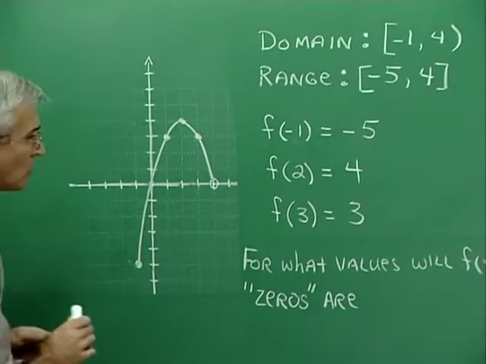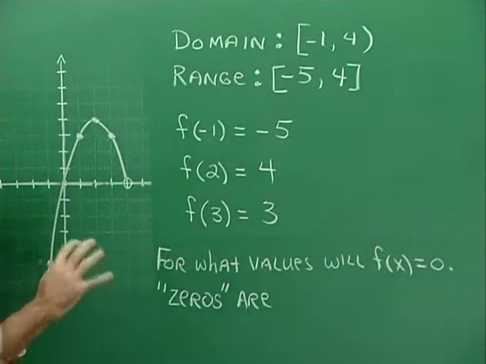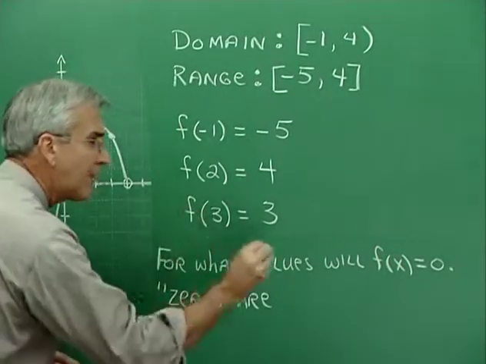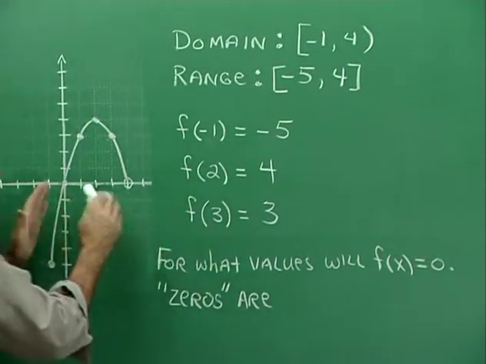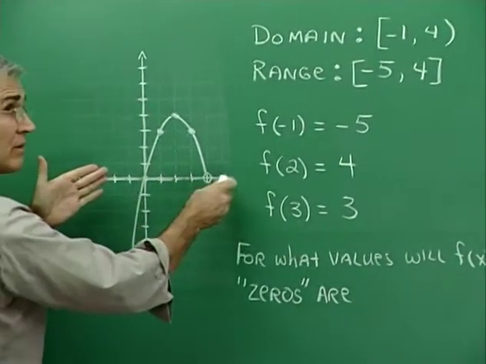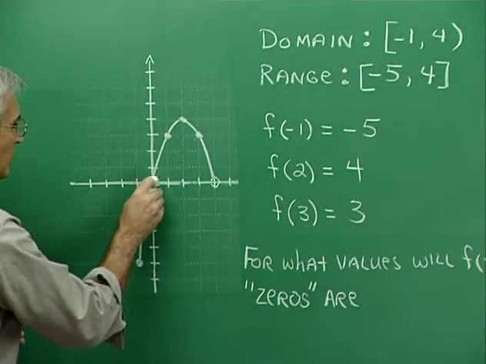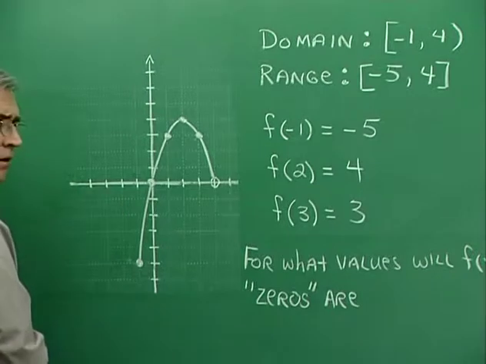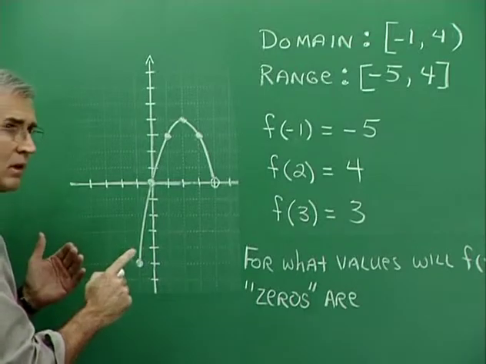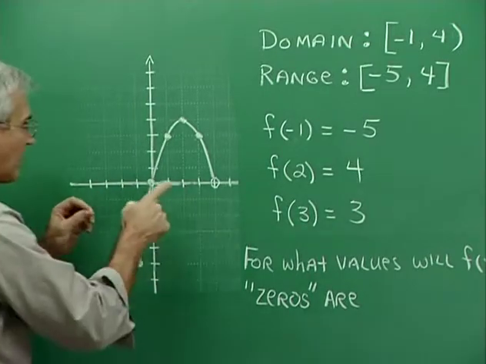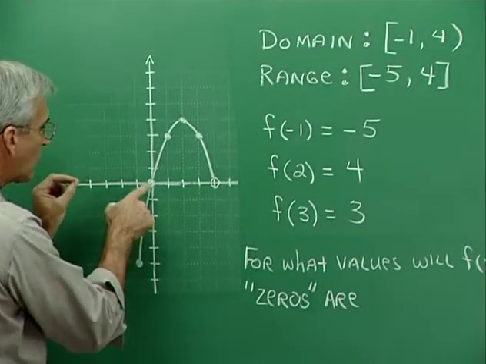Another question that might be posed is, for what values will f of x be equal to 0? For what values of x will f of x be equal to 0? Now f of x is the same as y, so it's saying that for what values of x would y, the vertical distance, be equal to 0? Well, that happens right here at the origin. Now that's nothing but an x-intercept. For f of x to be 0, that means y is equal to 0. And we have a 0 then at x equals 0.